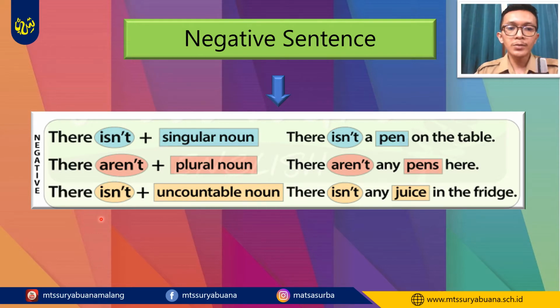And the last formula: there is not plus uncountable noun. The example: there isn't any juice in the fridge. If you want to use a noun that is uncountable like juice here, you can use is. Because this is a negative sentence, don't forget to put not. So the sentence becomes: there is not any juice in the fridge.